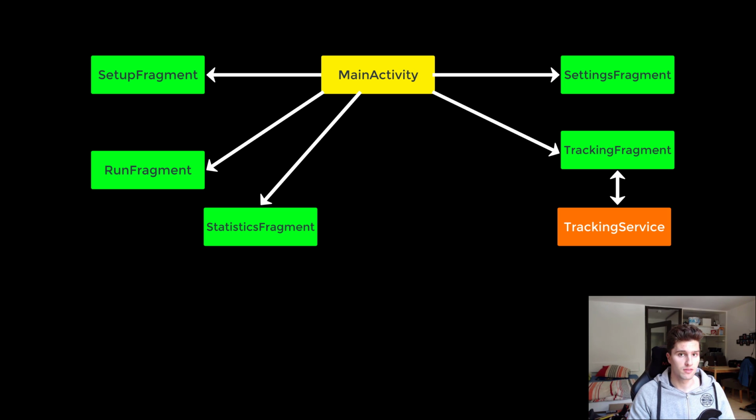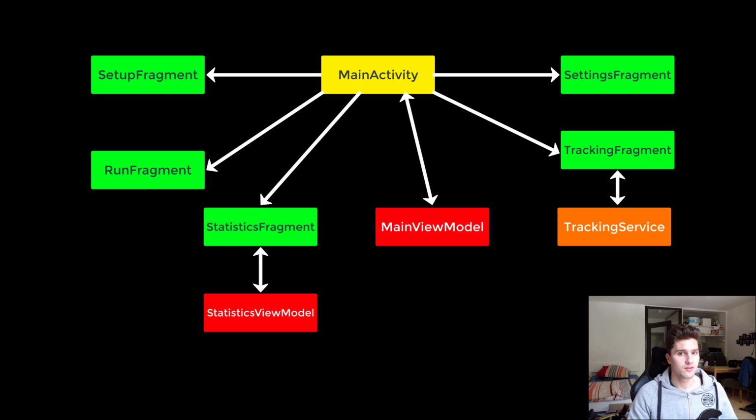Then we will have the main view model, which is, as the name says, the main view model, which will be linked to our main activity. And we will also have a second view model, which will be the statistics view model. I could also put all the data inside of the main view model, but I kind of like this idea of separating this statistics data from the other data that we have inside of the main view model, because the data for the statistics will only be used in the single statistics fragment. So that's why I just separated them, but you could also just put them together.